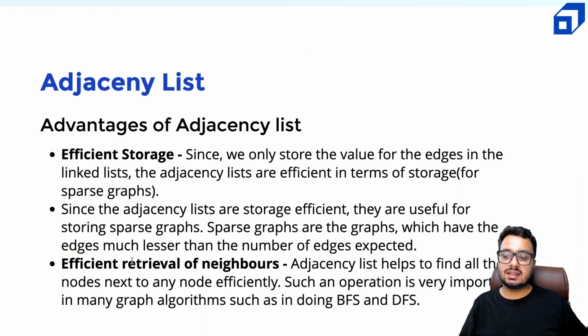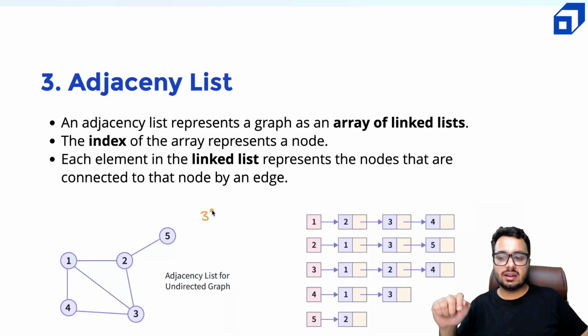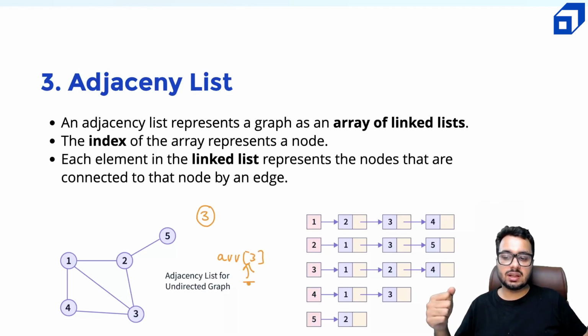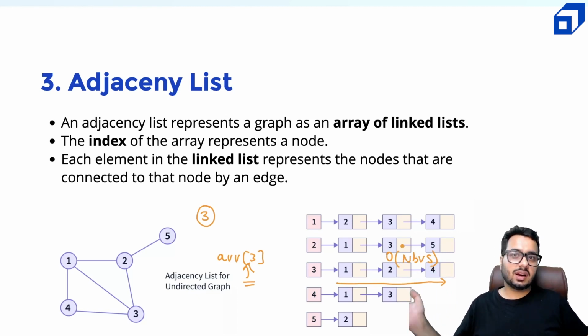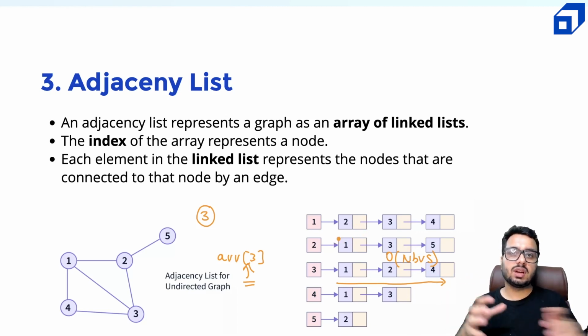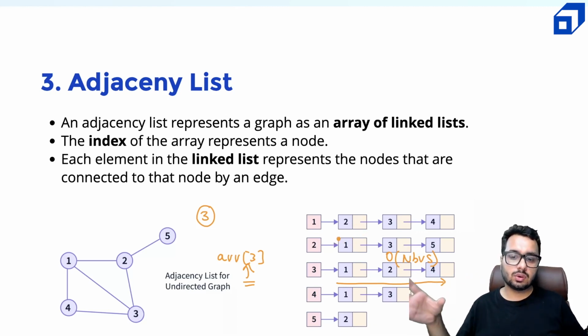And the biggest advantage is efficient retrieval of neighbors. As I told you, this is an important operation that we frequently do in algorithms like BFS and DFS. We can easily find neighbors of any node. If I ask you to find neighbors of 3, you need to go to array of 3, which is an order 1 operation, and then iterate on this list. So basically in order of neighbors time. If 3 has 3 neighbors out of 100 nodes, you can get those 3 neighbors in 3 units of time. You don't have to traverse the whole list of nodes, right? So this is a very efficient operation.